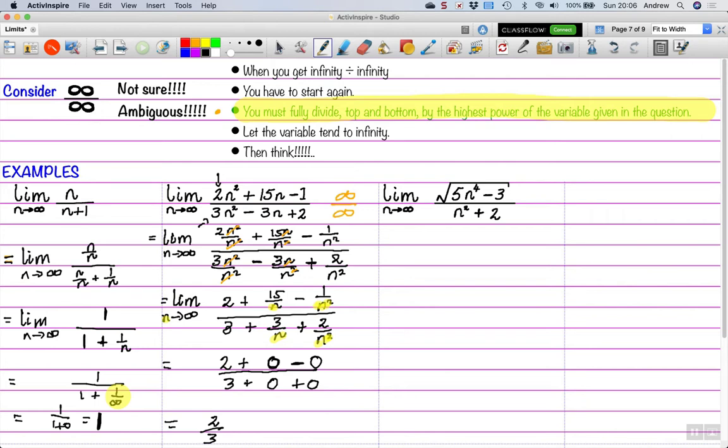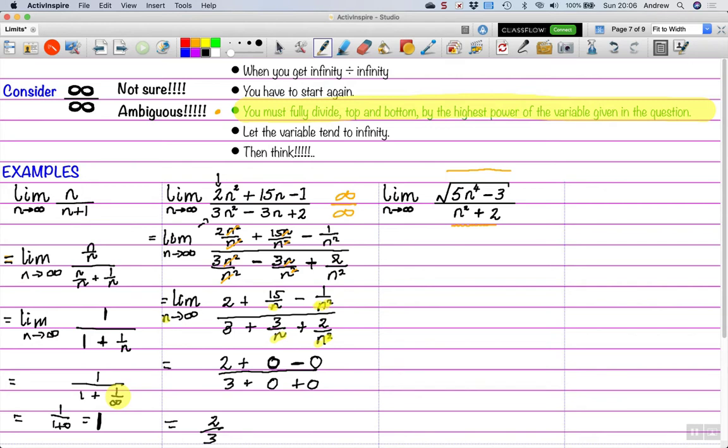Now, the next limit, we can't actually do it because something's in a square root and something else isn't. So the easiest way of solving this particular problem is to put everything inside a square root. So what I need to be putting inside a square root is n squared plus 2. But in mathematics, when you put something inside a square root, then you have to square it first.